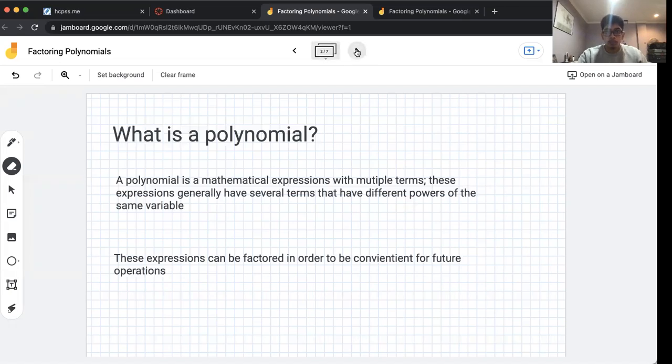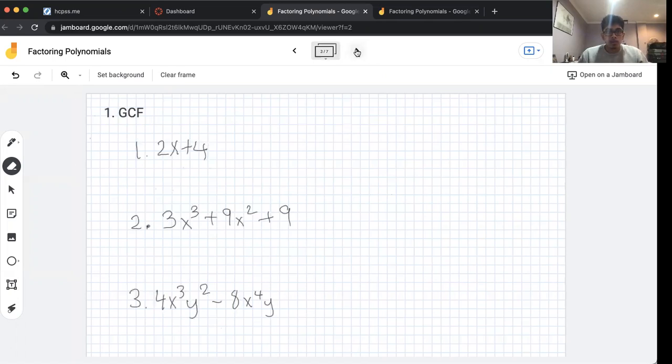So let's begin. The first way to factor is finding the greatest common factor. So let's start with the first expression. The greatest common factor in this expression is 2, as these two terms can be divided by 2. So we're going to write it as 2 times (2x divided by 2 is x, and 4 divided by 2 is 2). That is our factored form.